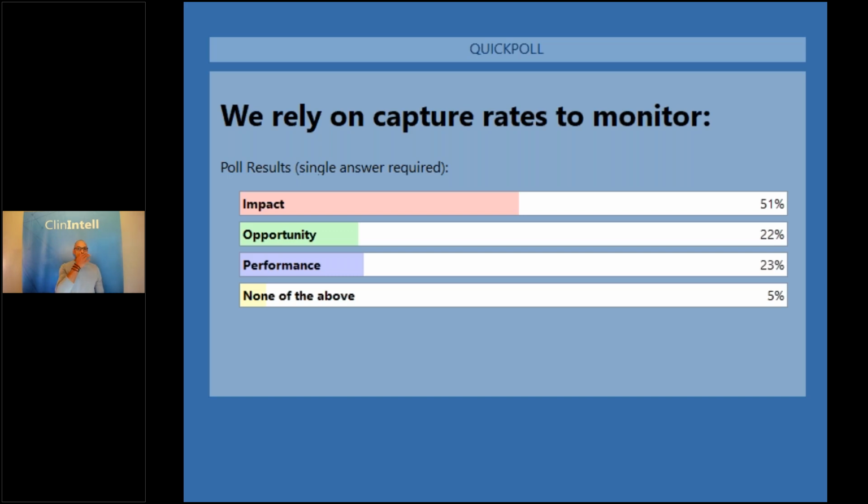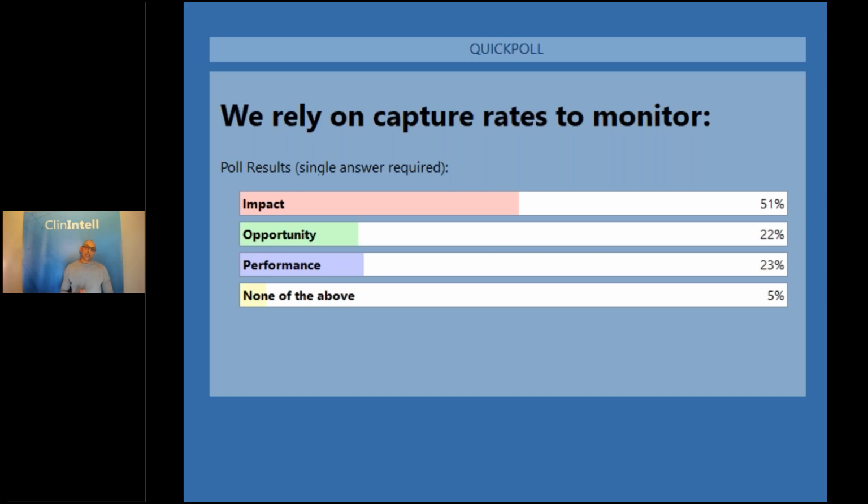So, guys, the results. Okay, perfect. The results show that 51% of us are using it for impact. That's a broad category, but it's very telling about how we're using this, because you heard thus far that it's problematic and there are different cautionary measures you need to take. Impact could be, hey, the CFO wants to know what value you are to the organization. So we have to measure every single time the CDI touches the chart and shifts the DRG. So I'm not surprised that impact takes the cake here, followed by performance. It may be DRG, organization, or even CDS performance, and then opportunity a very close third.